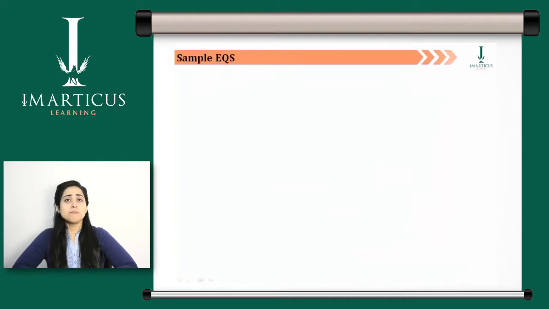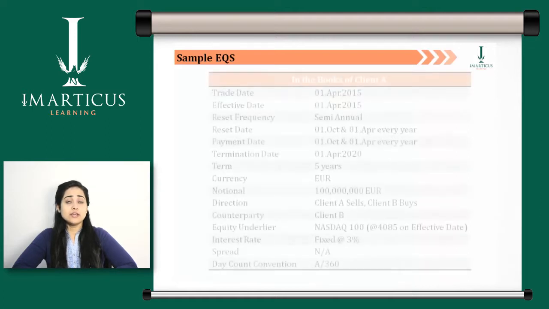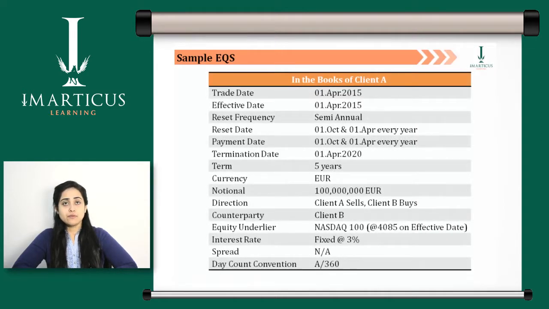Here we have some of the important terms used in the book of a client. The trade date is 1st April 2015. The effective date is 1st April 2015. The reset frequency is semi-annual. The reset date is 1st October and 1st April every year. The payment date is 1st October and 1st April every year. The termination date is 1st April 2020. The term is 5 years while the currency is euro. The notional amount is 100 billion euros.